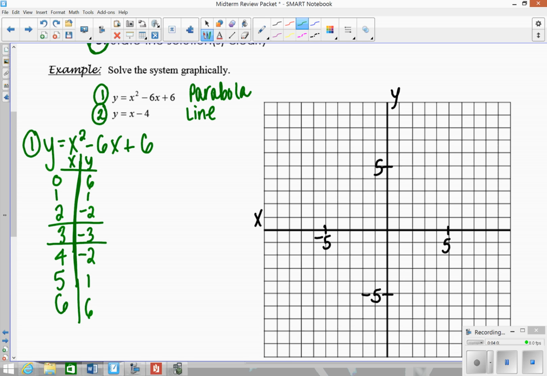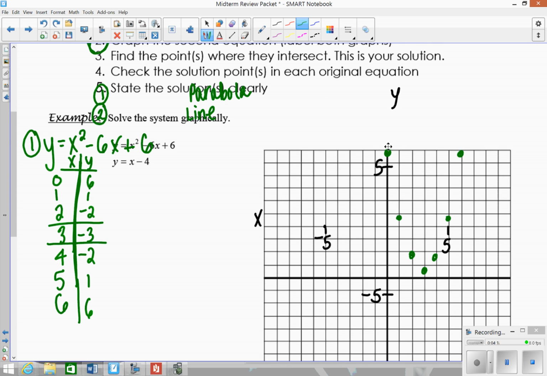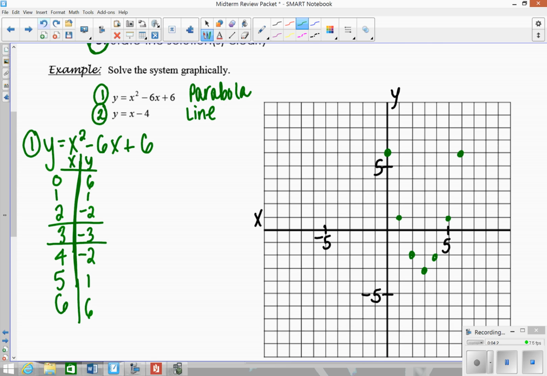And then I'm going to plot my points. So I have 0, 6, 1, 1, 2, -2, 3, -3, 4, -2, 5, 1, and 6, 6. I'm going to connect those and make those look as U-shaped as possible.